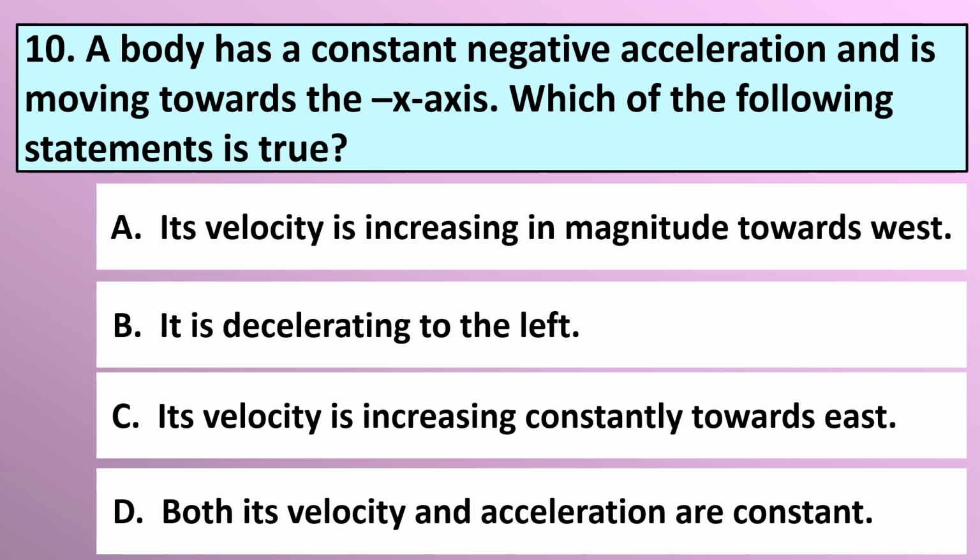For our last question, question number 10, we have a body which has a constant negative acceleration and is moving towards the negative x-axis. Which of the following statements is true or correct? Letter A. Its velocity is increasing in magnitude towards west. B. It is decelerating to the left. Letter C. Its velocity is increasing constantly towards east. And letter D. Both its velocity and acceleration are constant.